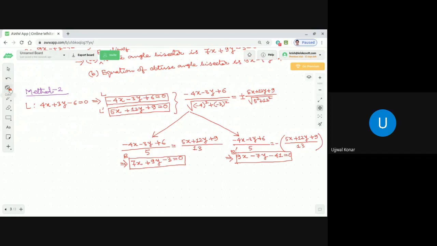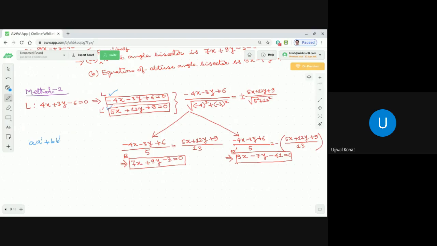So for that we need to find the value of the expression. That value of the expression I'm going to write in blue color: A dash plus B dash. And from where will we take A dash? We will take A dash from this one, L, and B dash from this one.